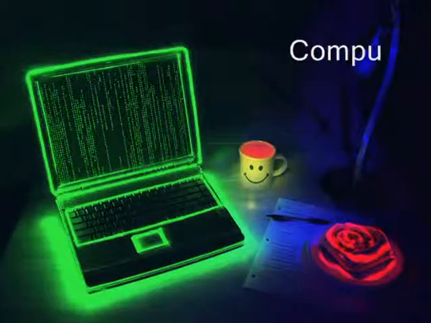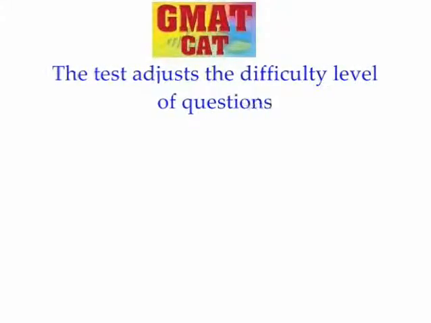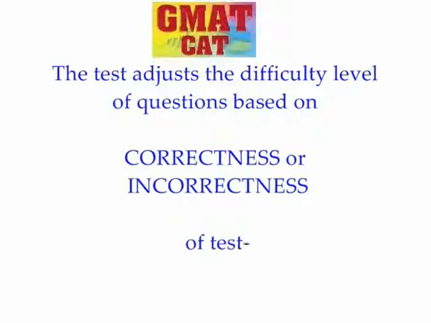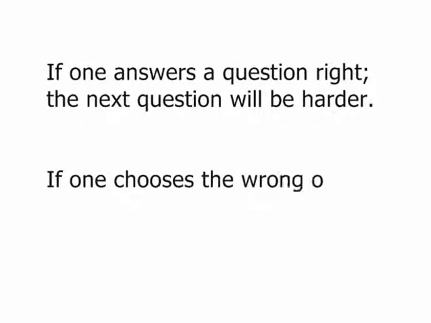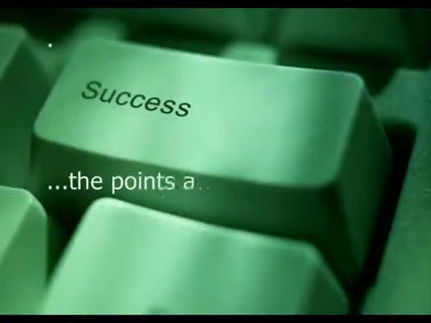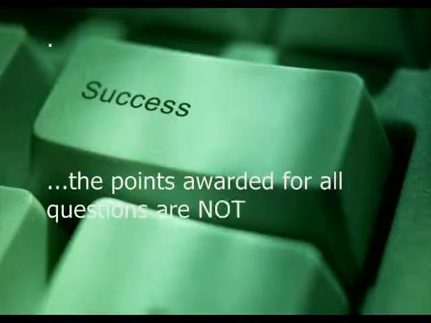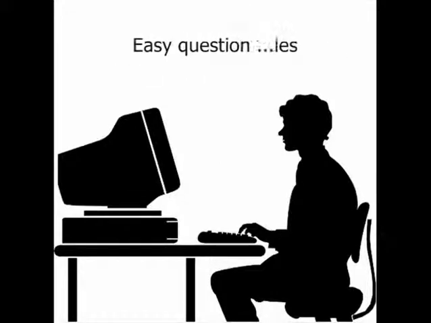The acronym CAT stands for Computer Adaptive Test. Simply said, the CAT test means that the test adjusts the difficulty level of questions based on correctness or incorrectness of test takers' responses. If one answers a question right, the next question will be harder. However, if one chooses the wrong option, the upcoming question will be a little easier. Because of the nature of the CAT format, it's important to note that points awarded for all questions are not equal. Answering a difficult question correctly fetches more points than successfully answering an easy question.